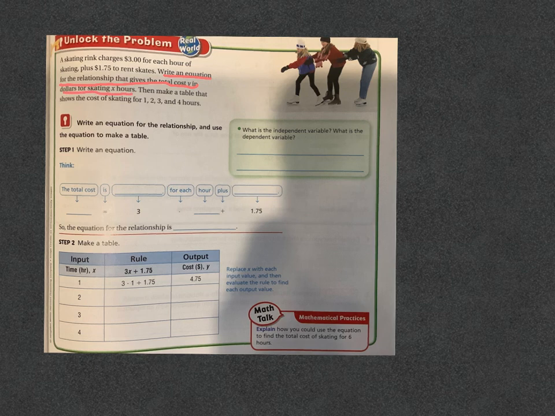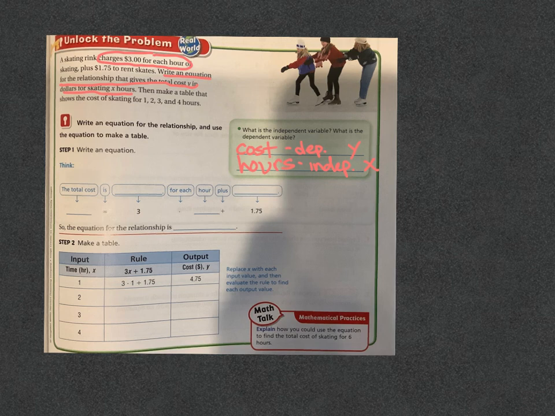So what is the independent variable and what is the dependent variable? Well, there's two things I don't know. I don't know how much it costs. That's what they want me to find out. That depends on something else. The skating rink charges $3 for each hour, so it depends on how many hours. So cost is my dependent variable. It depends on how many hours, the independent variable. And normally we will give the independent variable the name x and the dependent variable the name y. So let's go ahead and break this down.